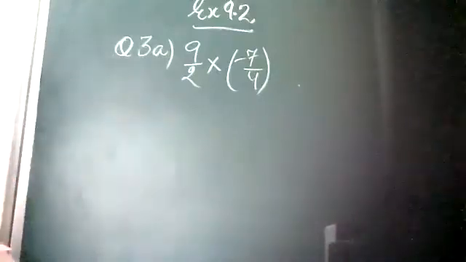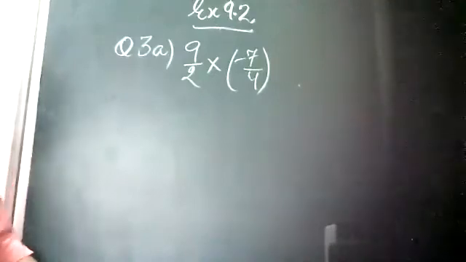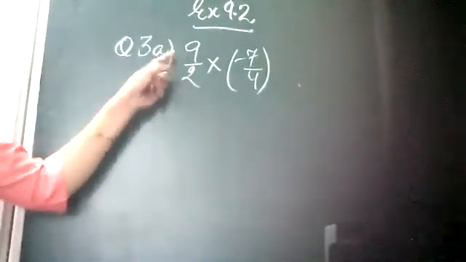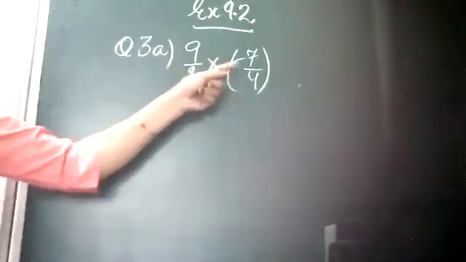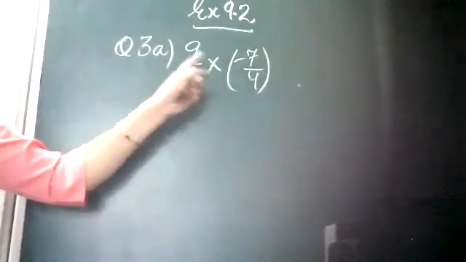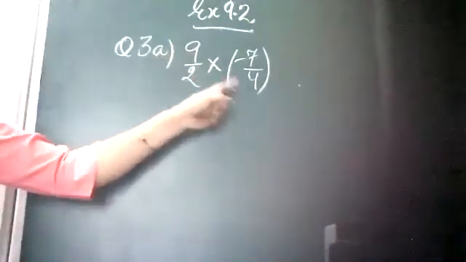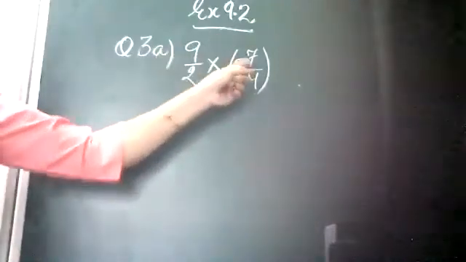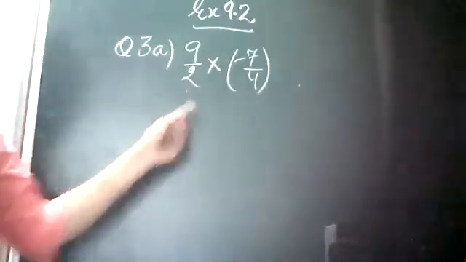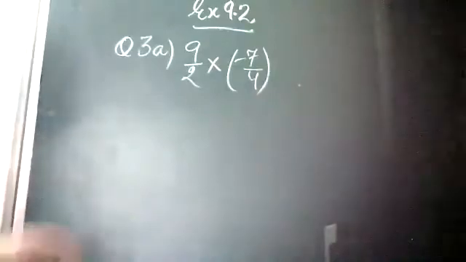For this, we'll check: 9 and 2 are not going in the same table. Minus 7 upon 4 is not going in the same table, both numerator and denominator. We can check in the cross way also. 9 and 4 are not going in the same table. Minus 7 and 2 are not going in the same table. So if they are not cutting with the same table, we are going to simply multiply the numbers.